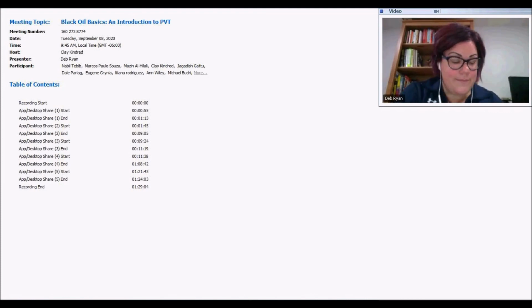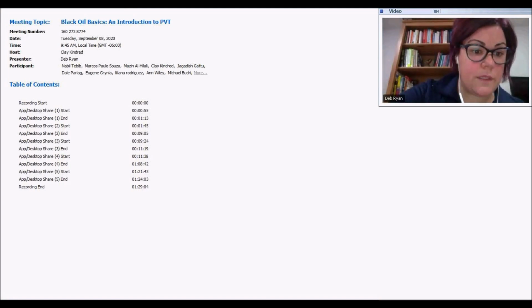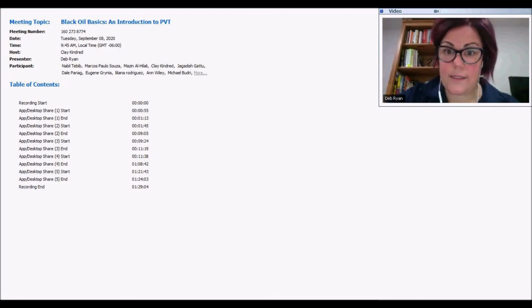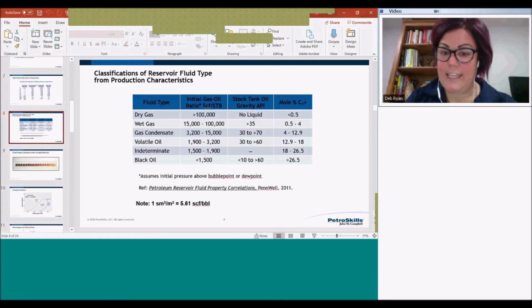All right. Next question is, where do we classify fluids with GOR above 1,800 cubic feet per barrel? So I popped up and I stopped sharing. I'll go back to the slide, this particular slide is the one that I need. Let's go back. Can you see that again, Clay? Yeah, it's popping up now.